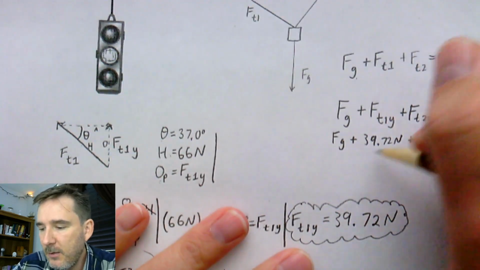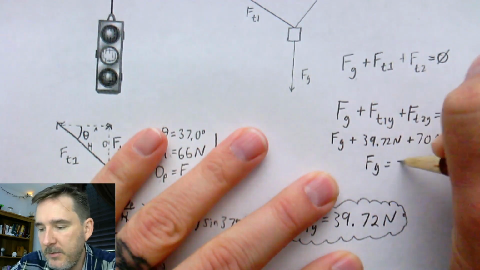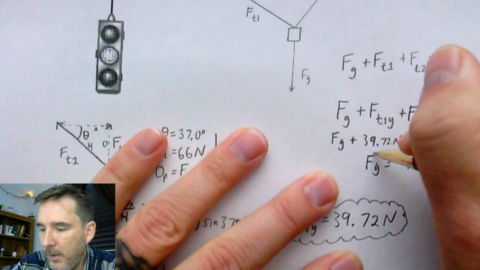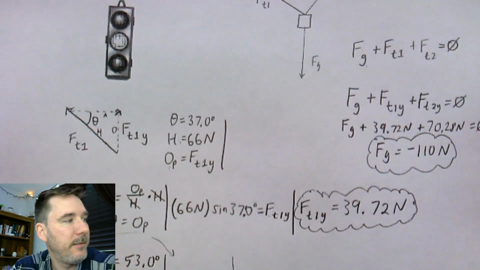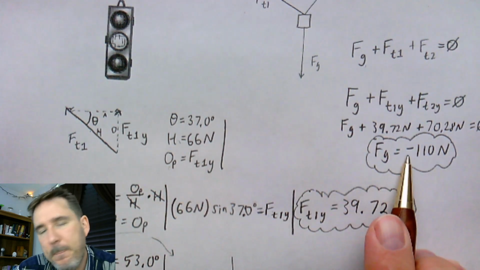So if I subtract those numbers from both sides, it turns out that the force of gravity has to equal negative 110 newtons. All right, and this is a fluffy white cloud as well because that's important.